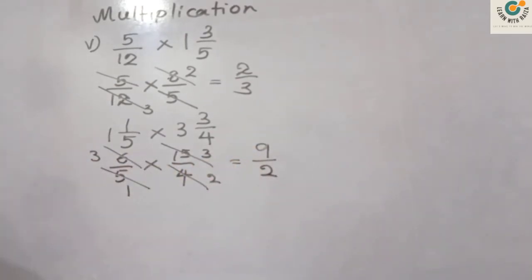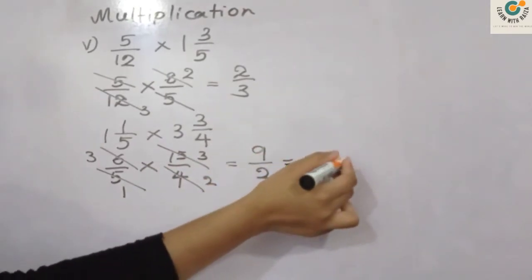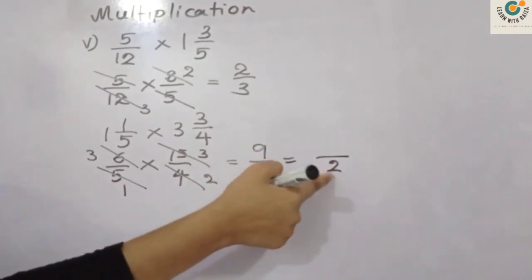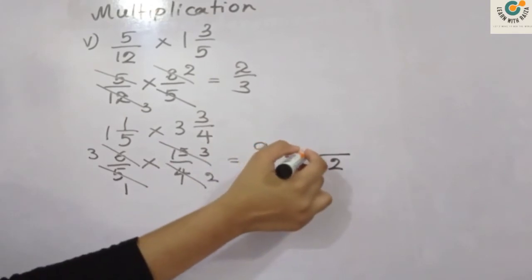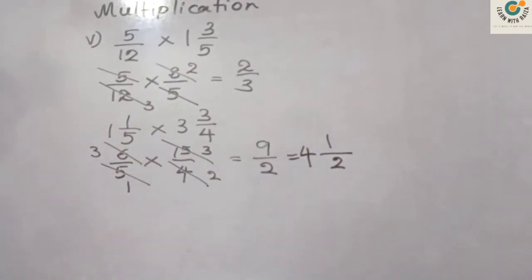But this is not the final answer. Numerator is larger than the denominator. So we have to convert into a mixed fraction. Denominators are same. Closest value is 2 times 4 is 8. 8 plus 1 is 9. 4 and a half.